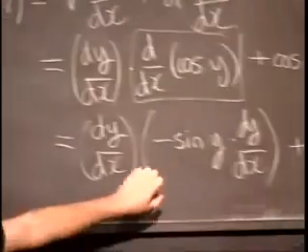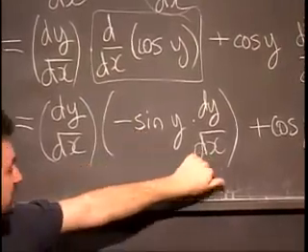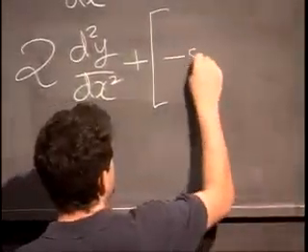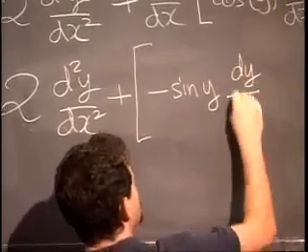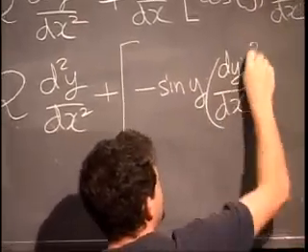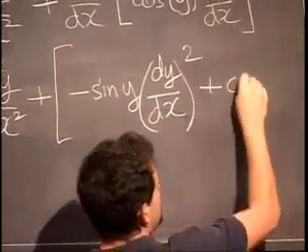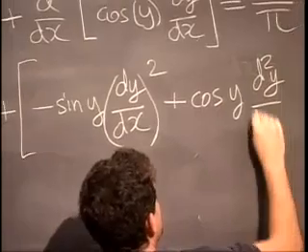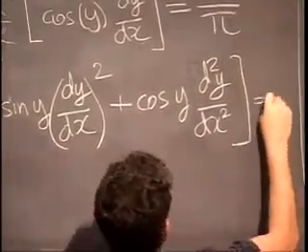Let's just focus for a second on this first term. We have a minus sine y, we have a dy dx, and another dy dx as a factor. So if we come back over here and write that down as minus sine y times dy dx all squared, because we have two factors of dy dx. And then I'm just going to copy the other factor, cosine y d2y dx squared, and that is equal to 2 over pi.